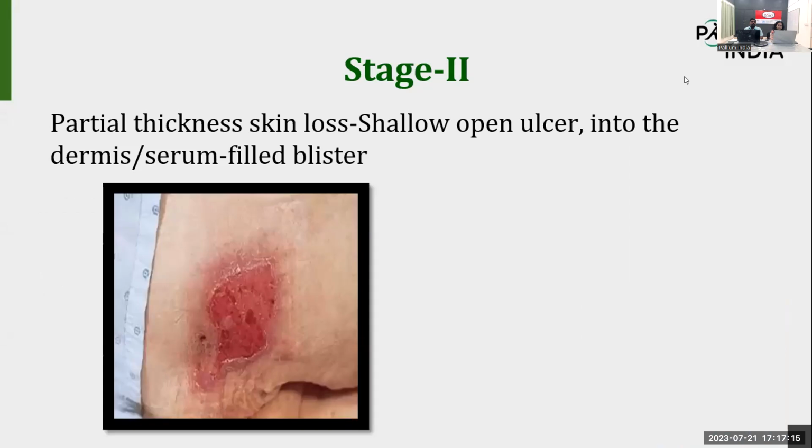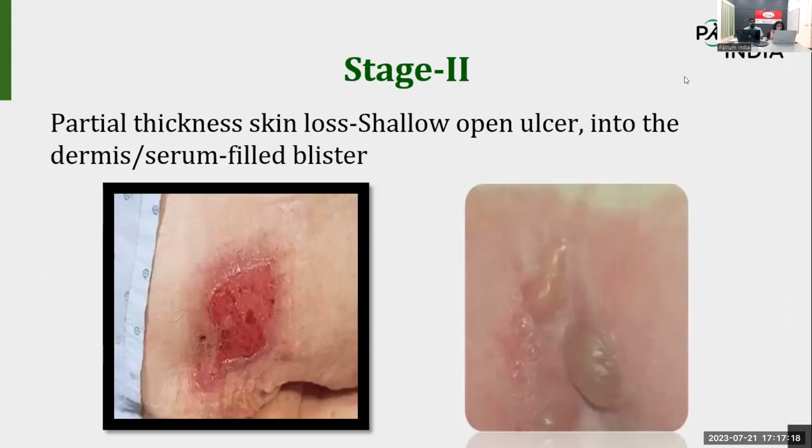Then this one is the second stage. Partial thickness skin loss, just peeling off, but a shallow open ulcer only. In the first picture you can see just the first layer of the skin peeled. There is no depth to that wound. In the second one, the superficial layer is filled with serous fluid. There is a chance of that blister breaking at any time. So this one is stage 2.